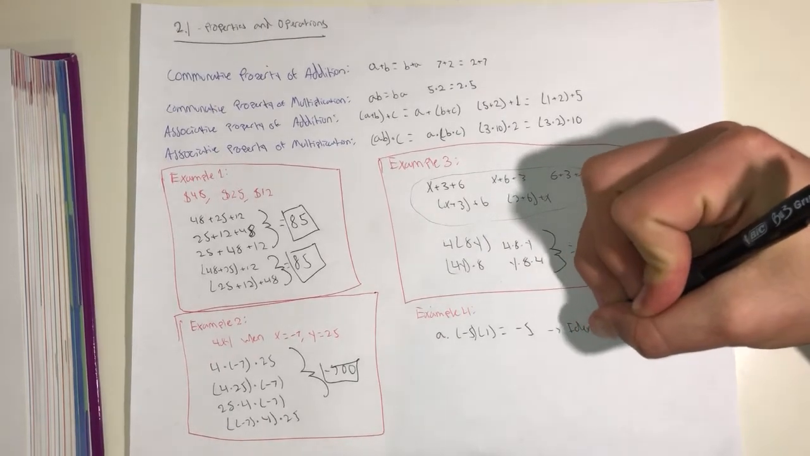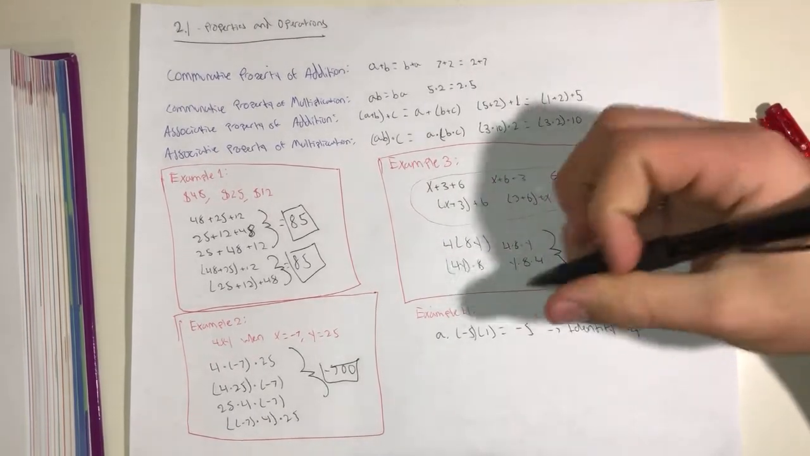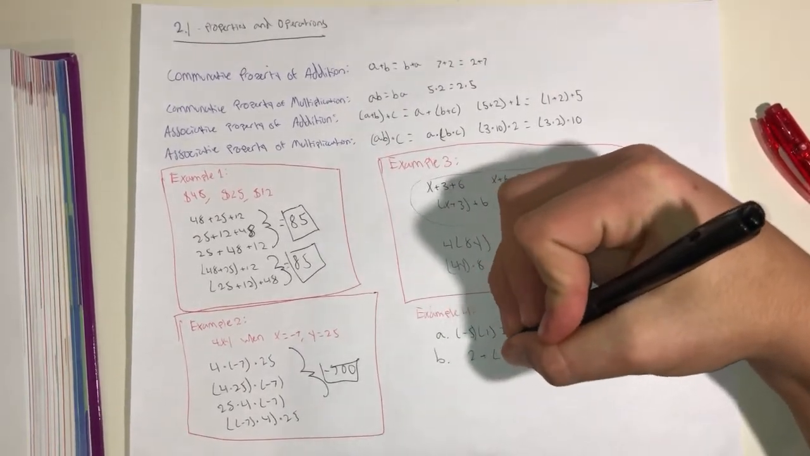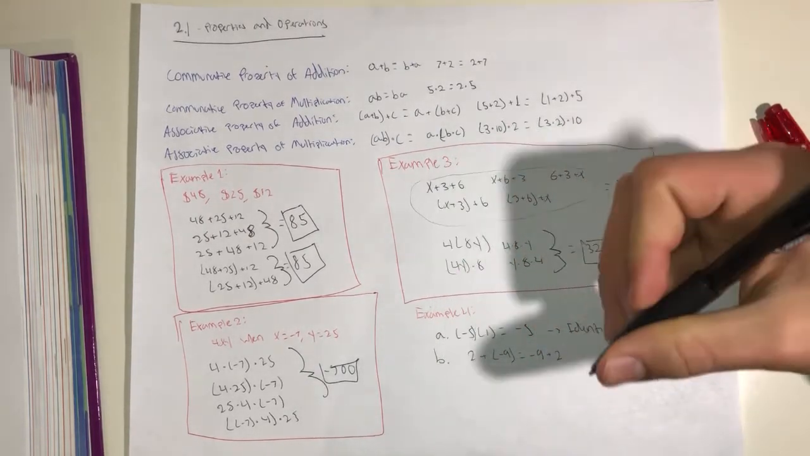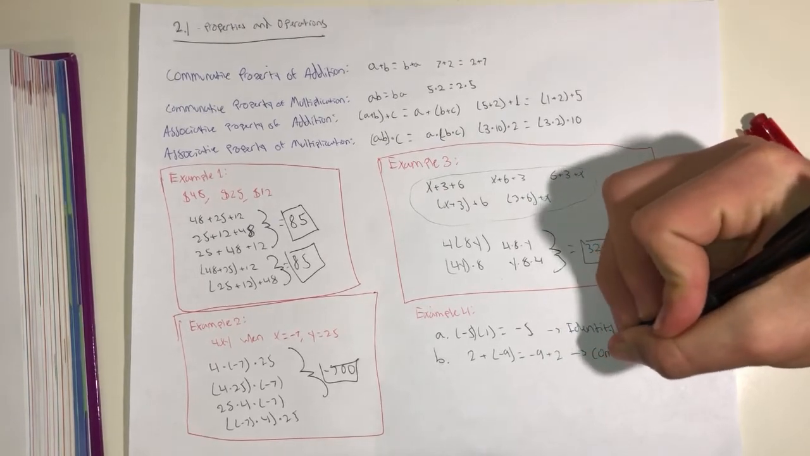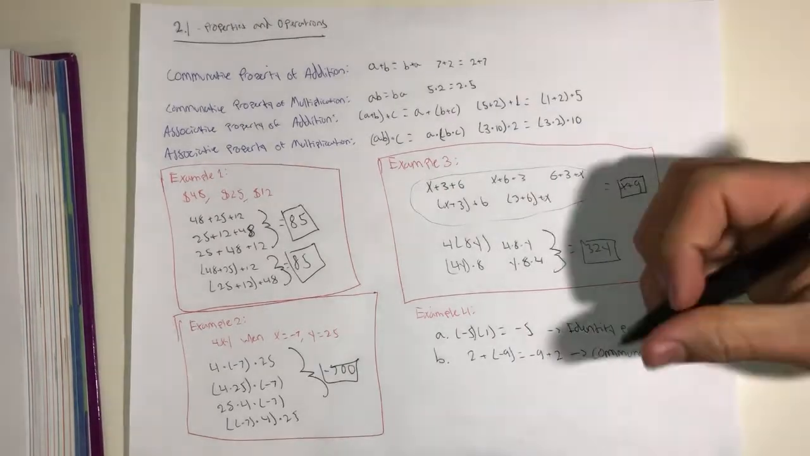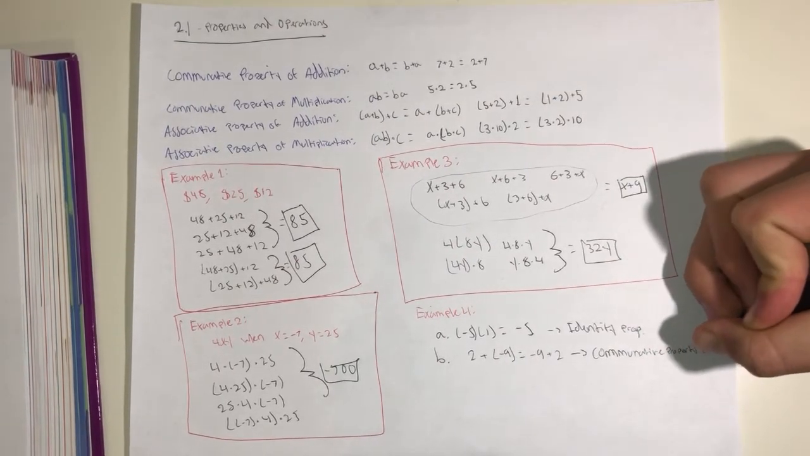Identity property. If you have 2 plus negative 9 equals negative 9 plus 2, this is clearly the commutative property of addition.